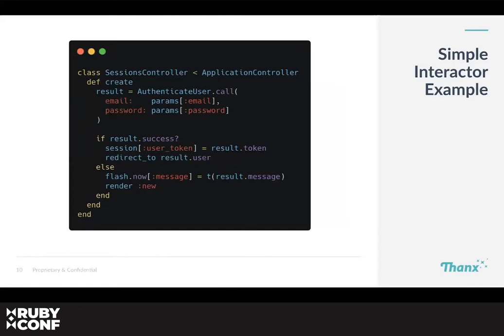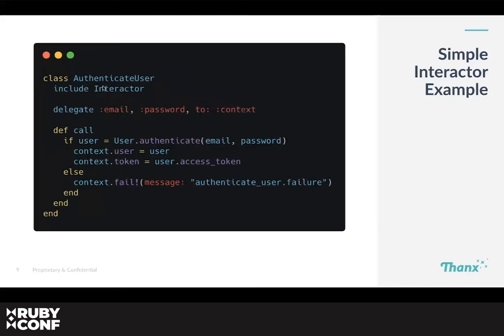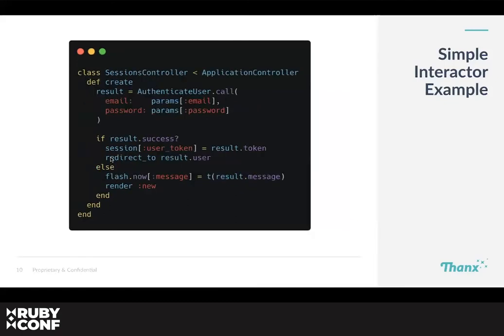And then what you're able to do is refactor your sessions controller to leverage this interactor. So you call AuthenticateUser with email and password, and then you have the interactor that responds, that has access to the .success method of the context. And from that, you're able to interpret and leverage the results that are in the context that was formed within the interactor. And so this is a contrived example.